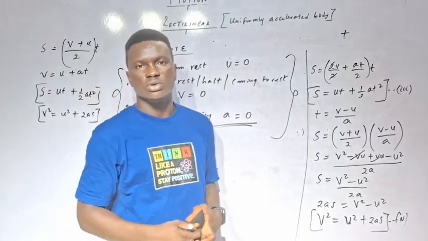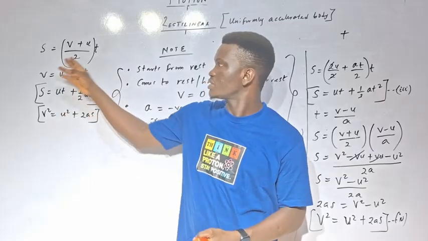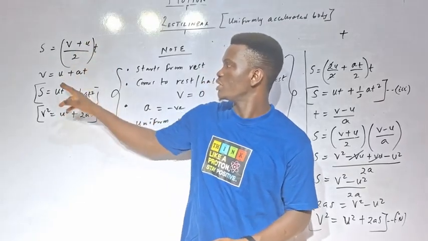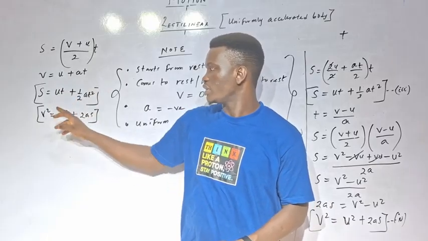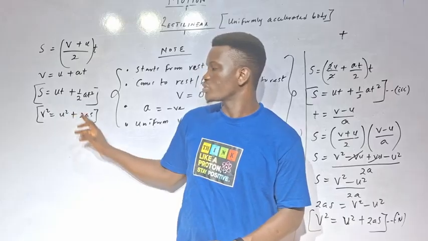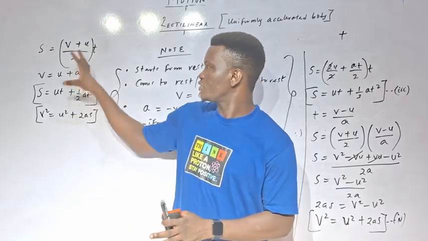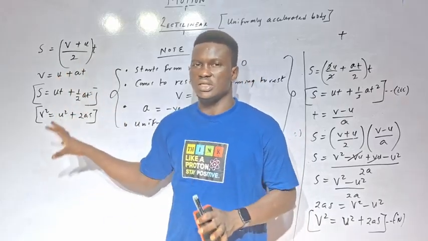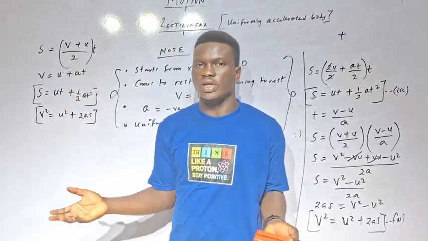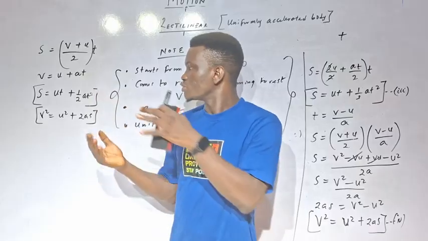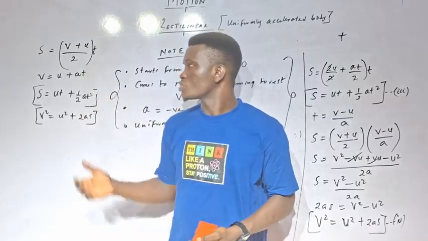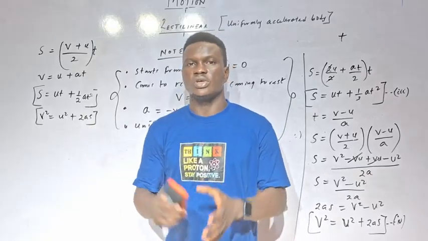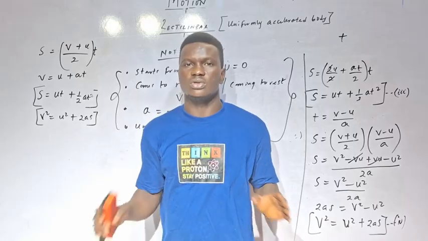So now note all of these formulas. s is equal to (v plus u) over 2 times t. v is equal to u plus at. s is equal to ut plus half at squared. v squared is equal to u squared plus 2as. So they can supply you any of these parameters in physics, then they ask you to look for one of them, or you find a way to insert them into each other and get another thing. So let's move on to solving questions on what we have talked about so far.